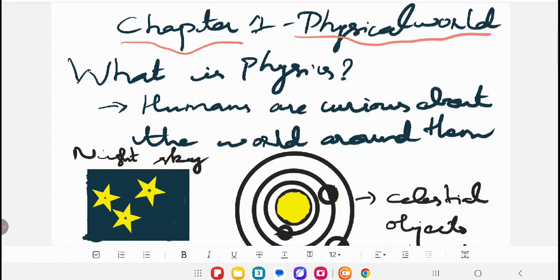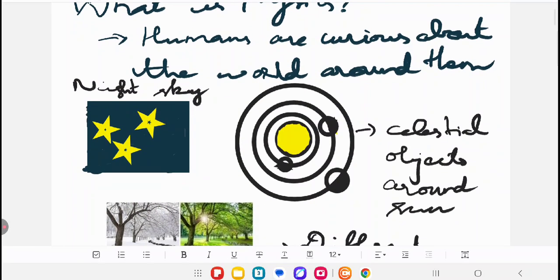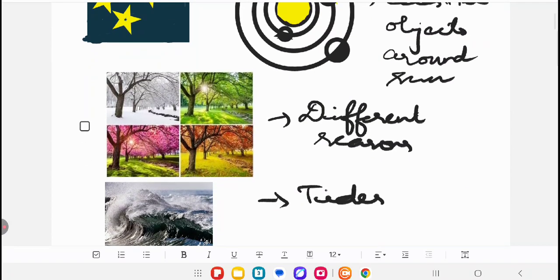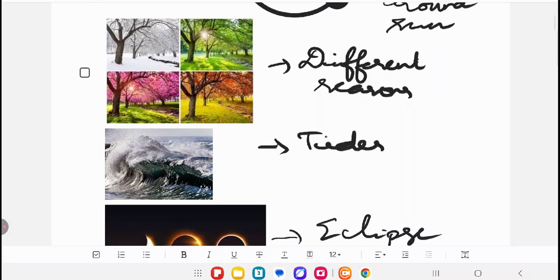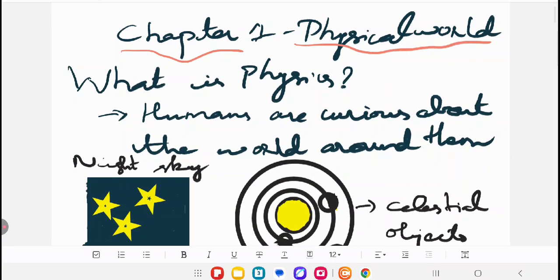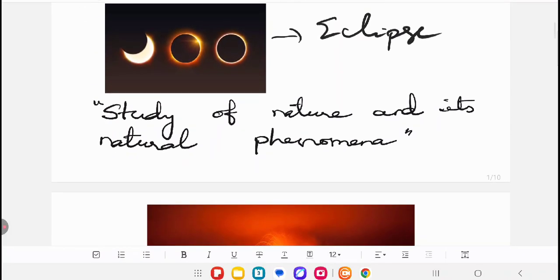So, think about that. Normally, humans are very curious about the things that are going on around them, especially the stars in the night sky, the celestial bodies, how they are moving around the sun, the change in seasons at different times, how tides occur, and the eclipses, solar eclipse, lunar eclipse, how they occur. So, plenty of curiosities, things are happening around him.